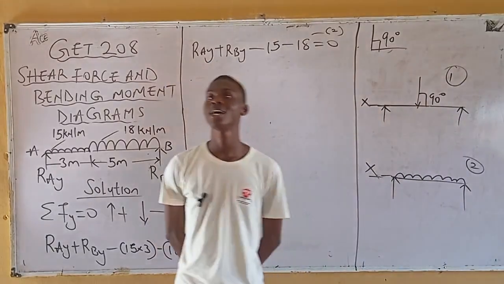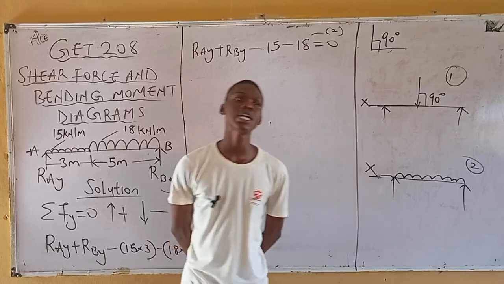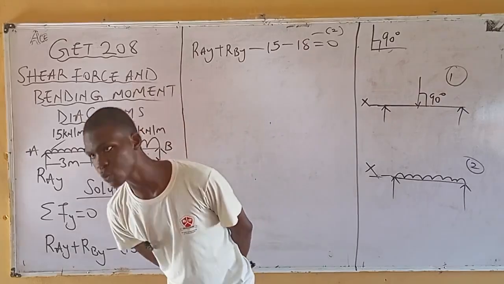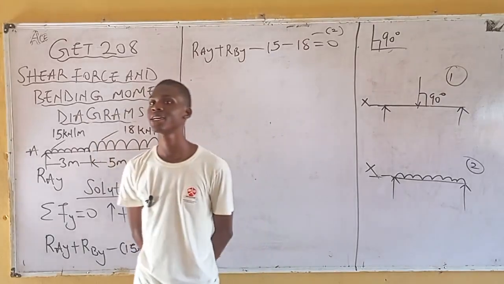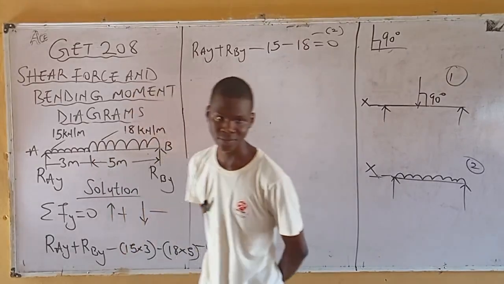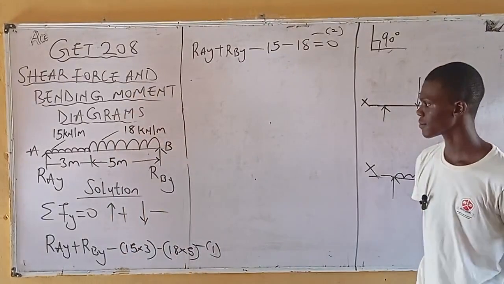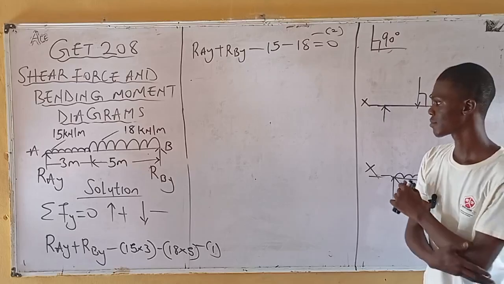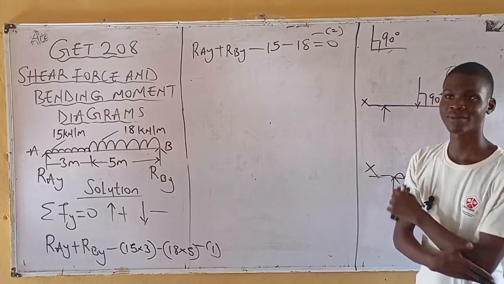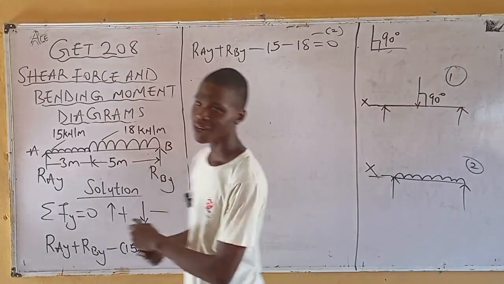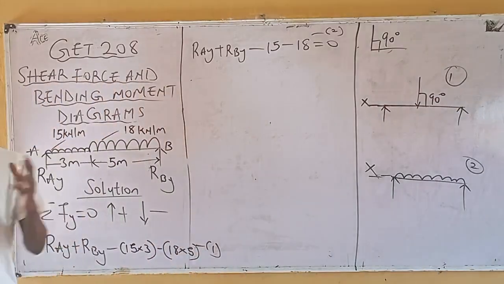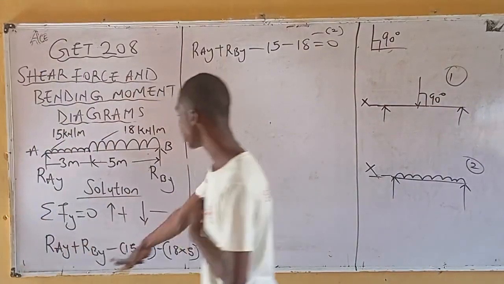Now, alright, let's do it this way. If we say that 1 is correct, why is 1 correct? Because it's UDL, and we're having a point load, and the SI unit for point load is kilonewton. Alright. You all are actually correct.